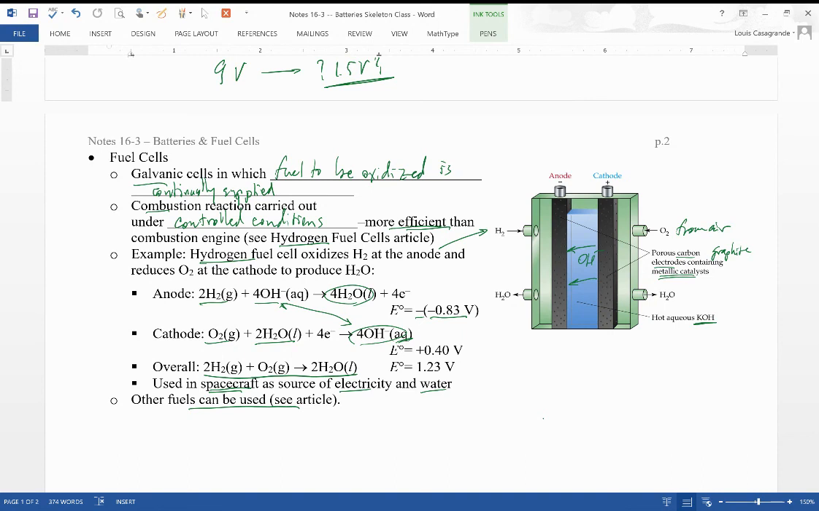All right, so I hope you've enjoyed this trip through batteries. Again, the specifics of the construction of the batteries is not going to be important. The reactions are going to be important, and the things you're going to read about in the fuel cells will also be important for you to understand.